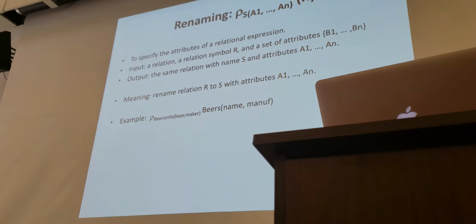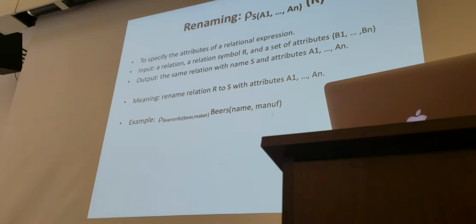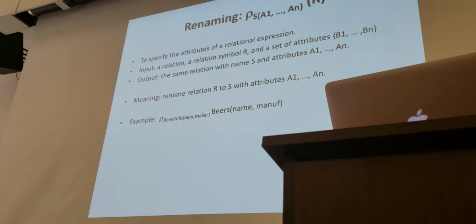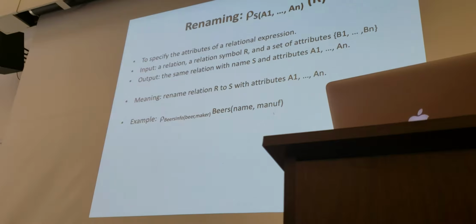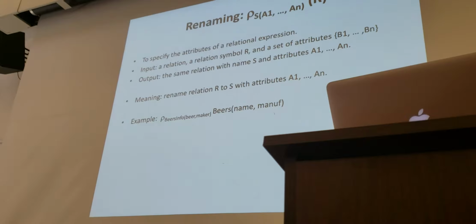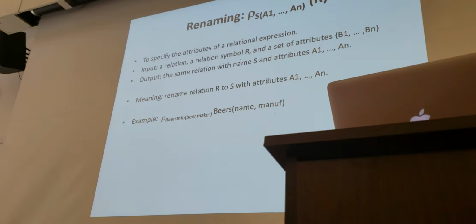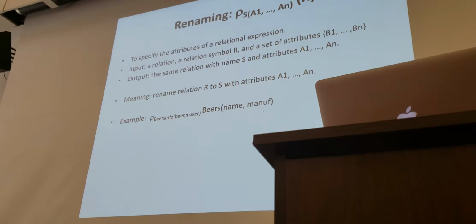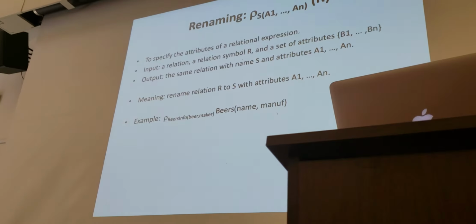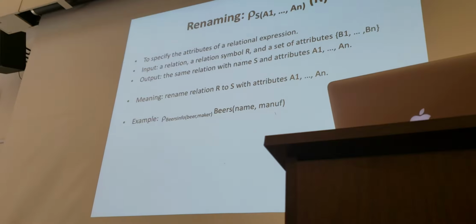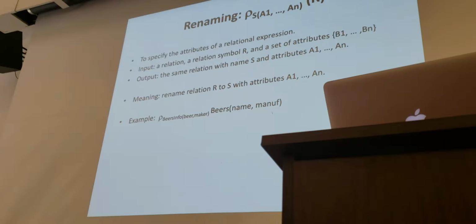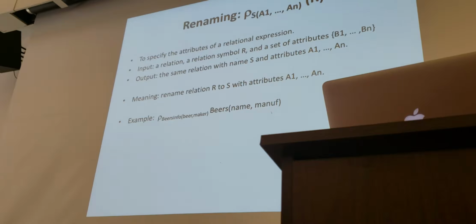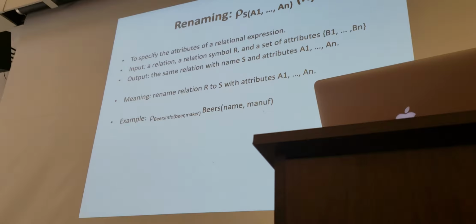So just renaming R to S doesn't change anything other than I can have one instance R1, another instance R2, maybe even both of them with the same attributes as R. It just allows me to write expressions easily. So for example, if I had beer with name and manufacturer, I could do a rho and rename it as beers info with beer and maker. Instead of calling it beers with name and manufacturer, I can have another instance of it, which I refer to as beers info of beer and maker.